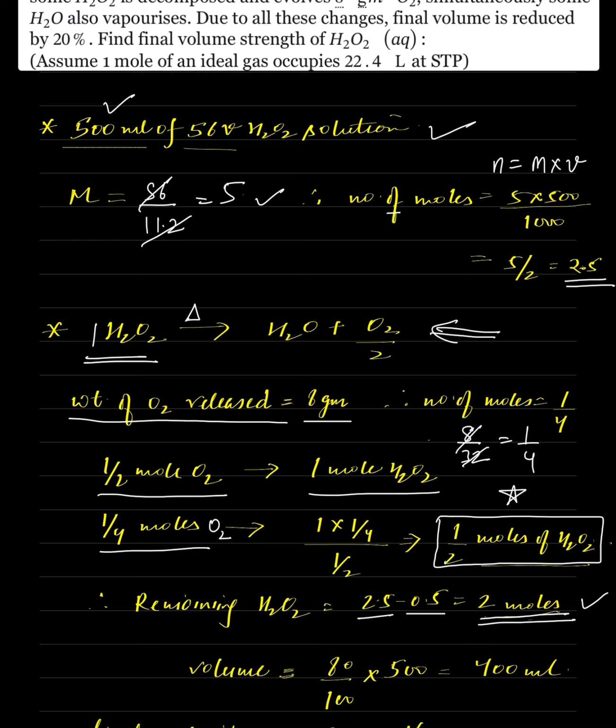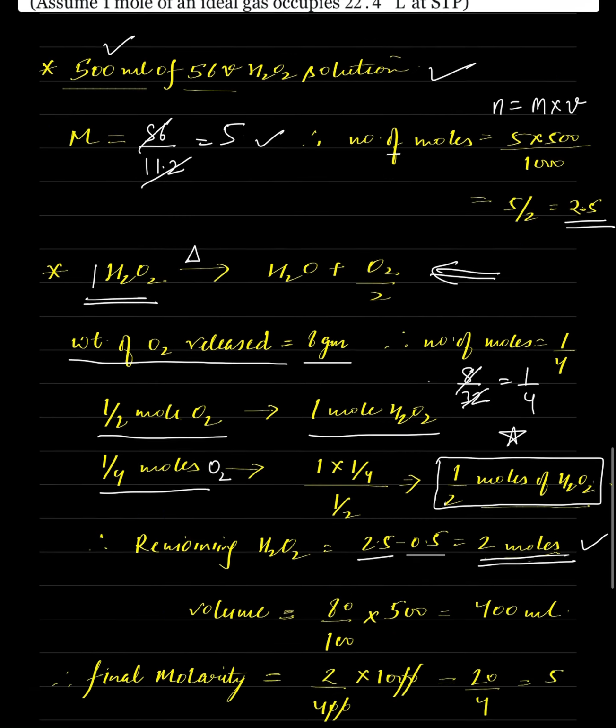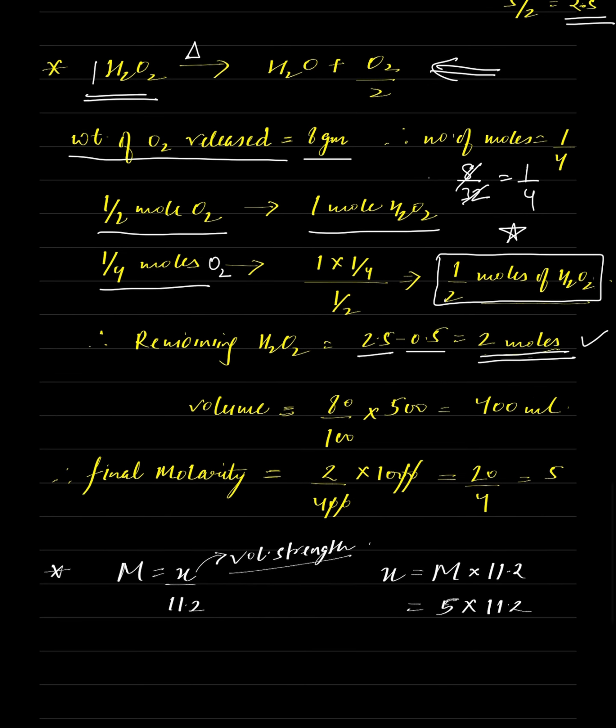Now the question is saying that due to all these changes, the final volume is reduced by 20%. So if it is reduced by 20%, then how much remains? The remainder is 80% of the initial. So the remaining volume is 80% of initial, which will be 400 ml. So the final number of moles of H2O2 is 2, and the final volume is 400. Then what is the final molarity?